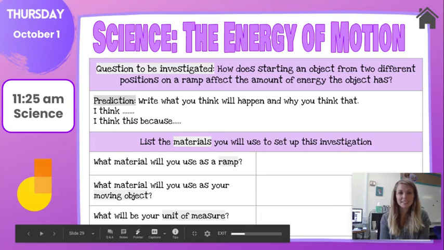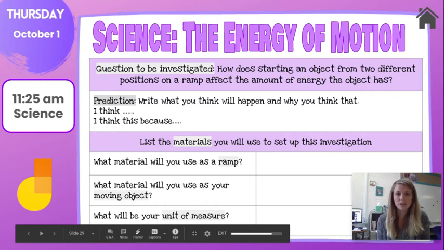Fourth graders. Today in science, we are going to continue our topic on the energy of motion. So all week we've been talking about the different types of energy. So today we are going to start thinking about how we can investigate energy.